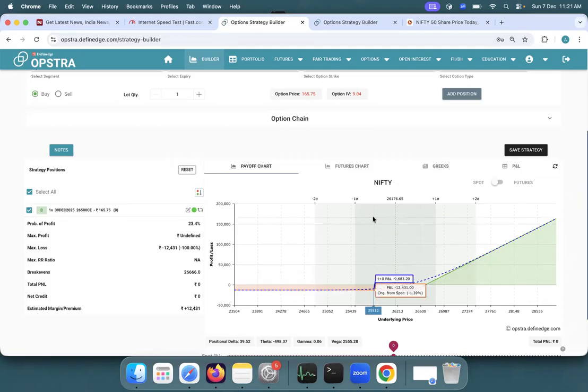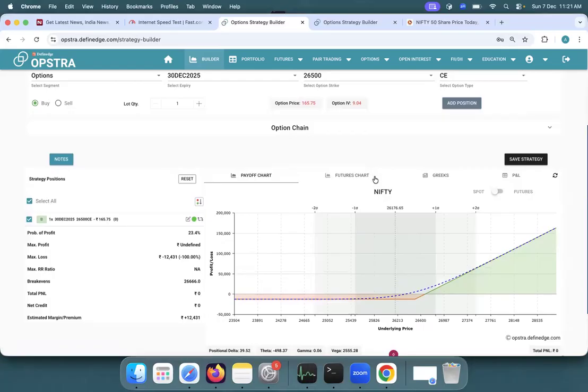Now, let's say we want to play this more smartly. Our view is that I don't want to lose out on this much money. There is a chance that the market may go above 26,500, in fact 26,600 here. But I am still not very confident on my view, so I don't want to risk a lot of money here. So then what do we do?